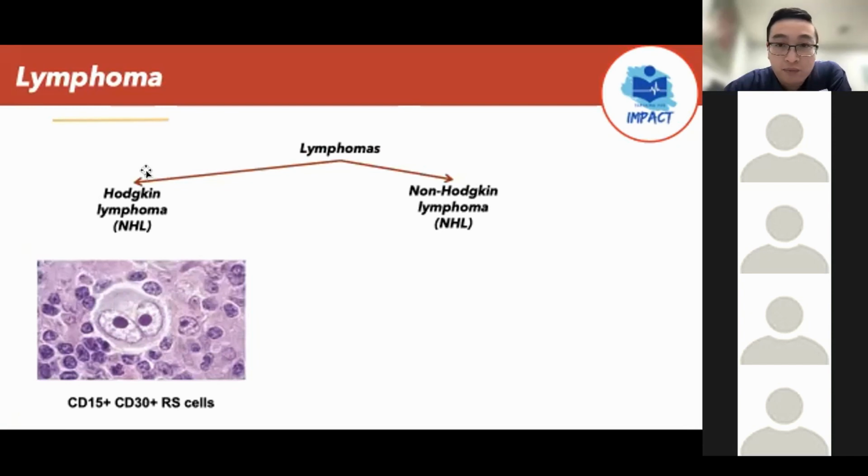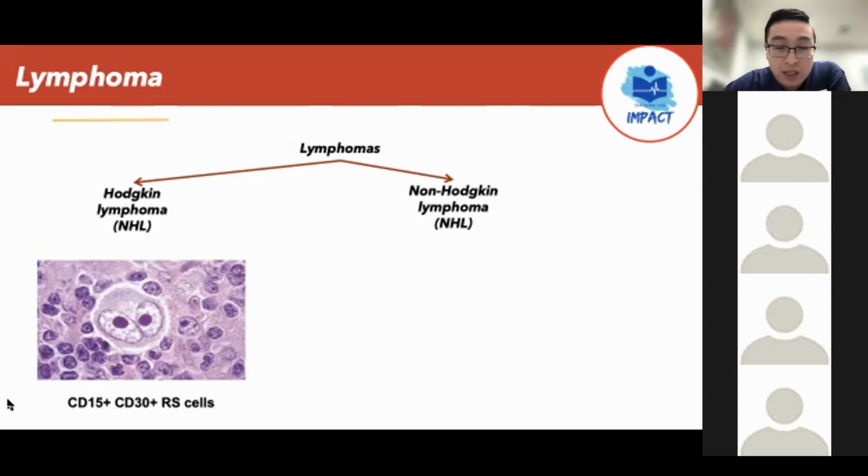or non-Hodgkin's lymphoma, and that's based on the presence or absence of these cells called Reed-Sternberg cells, which are these distinctive tumor giant cells, typically binucleate or bilobed, with the 2 halves as mirror images, resembling owl eyes.